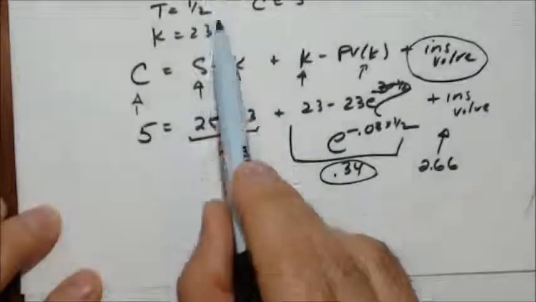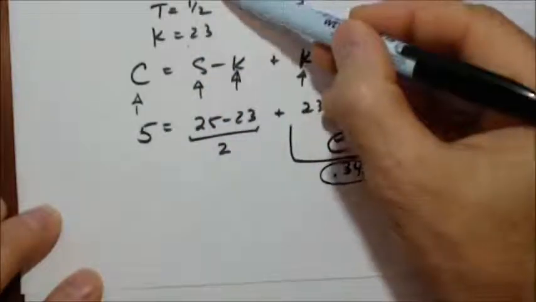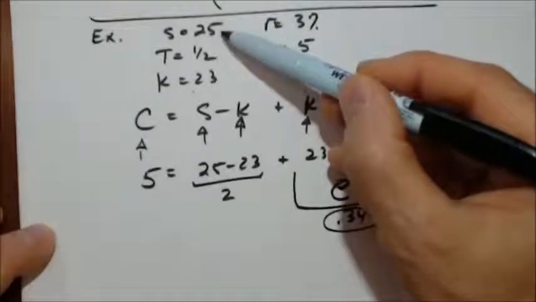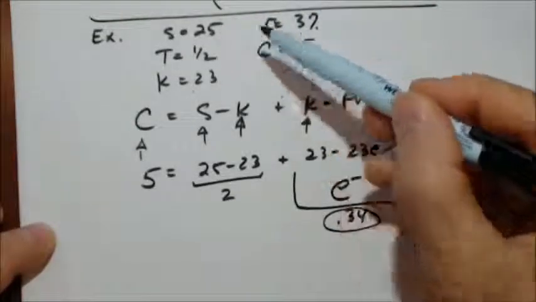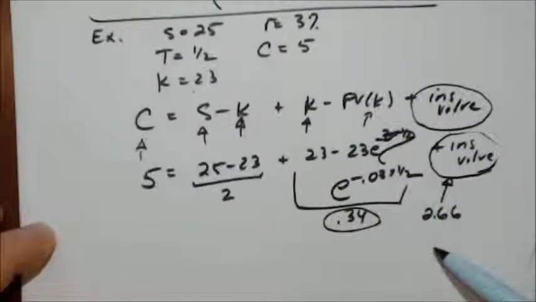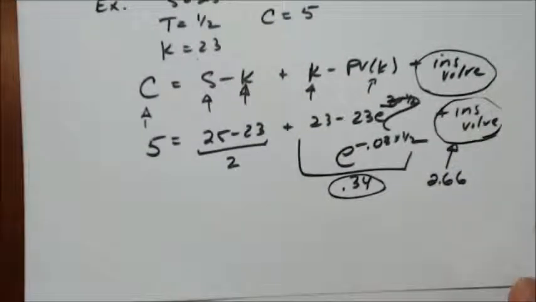Right now it's in the money by $2. You can see that right here. But this stock price could easily go to $30, $35. And that's what you're paying for down here with this insurance value. You're paying the $2.66 for that ability.